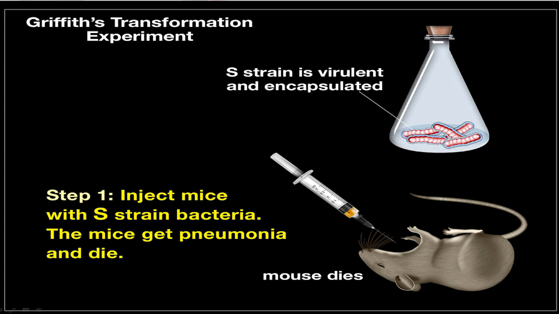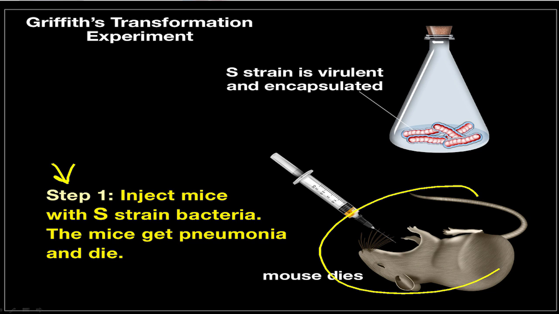There are a couple of steps in it. Now, he didn't necessarily do these one after the other, but we're looking at his data conceptually to try and figure out what it meant. So step one here, what he observed is this. If you take the S strain bacteria and literally put it into the mice, they get pneumonia from the bacteria, and they get sick and die.